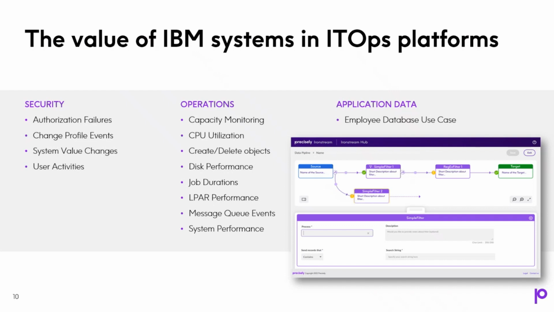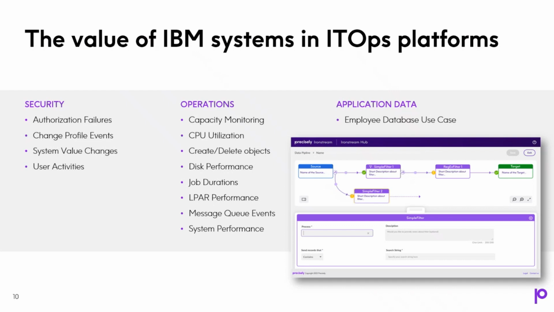And then finally, when you're looking at application data, you may have employee database use cases that are specific to your business that you need to look at. Having these within the context of your larger IT ops workflow is so, so critical. And so to be able to do this, there's a couple different steps that we recommend when you're thinking about bringing IBM systems into these observability and AIOps oriented use cases.